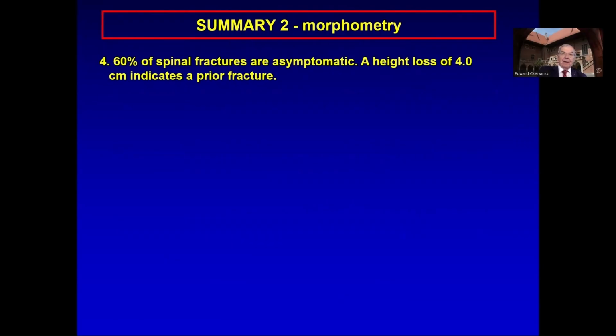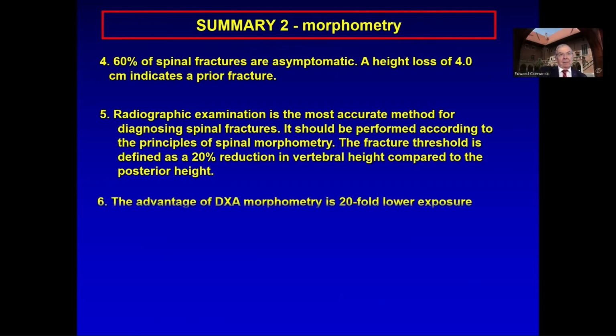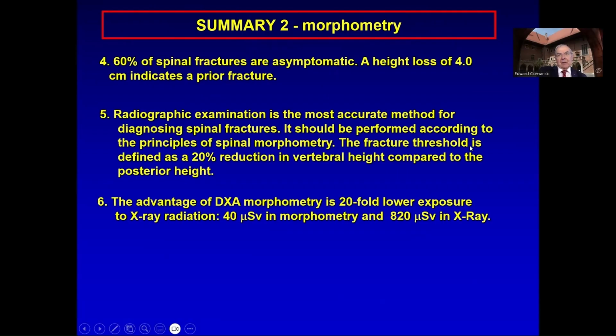Spinal morphometry is more important than bone densitometry because it detects the fracture. And 60% of fractures are asymptomatic. Remember, height loss of 4 centimeters indicates a fracture. Radiographic X-ray examination is the most accurate method as a reference for any fracture, and it can also be done using DEXA, and the fracture threshold is 20%.